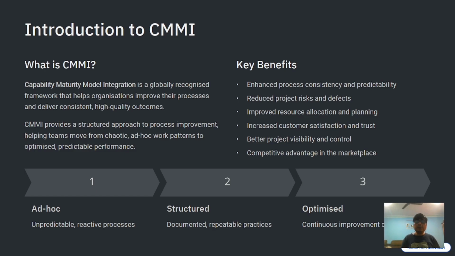The third benefit is improved resource allocation and planning. Now we have estimated the projects. We know how many hours have to be put into the project and what skill set is required. Because in CMMI level 2, we have a structured approach to the project. We have analyzed and estimated everything. Now what is the next step? The next step is allocating the people, the resources, to the project.